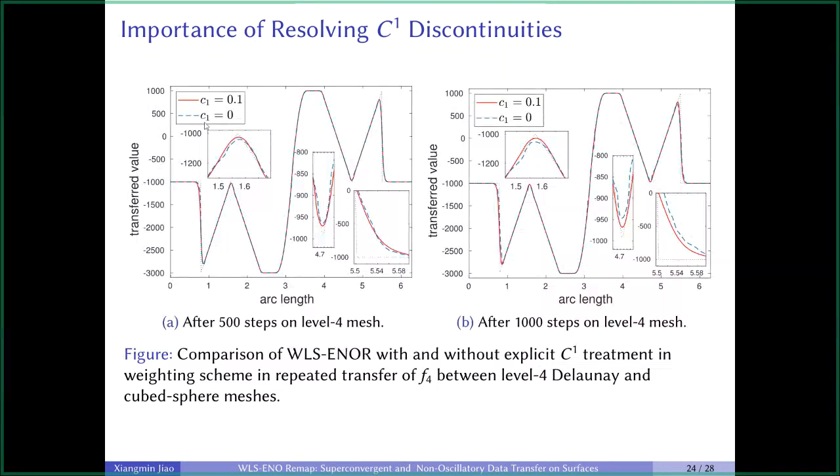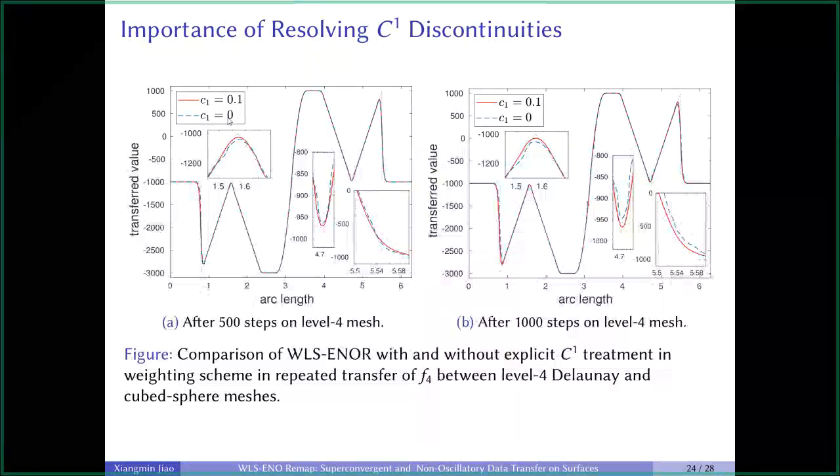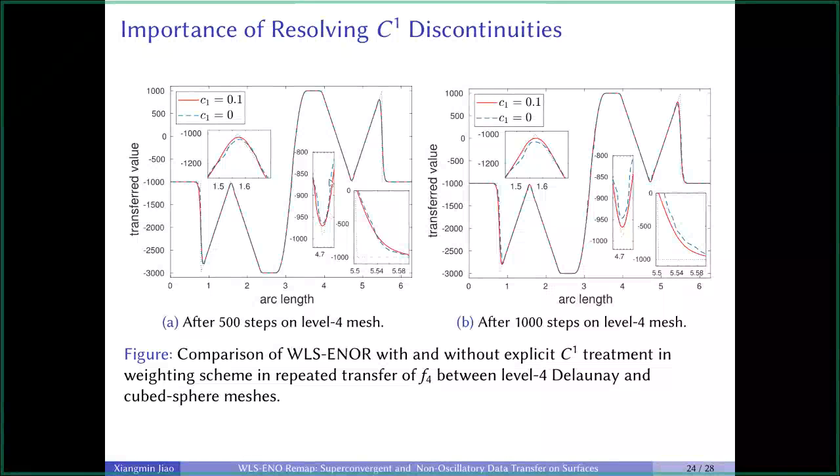Now, in that WS-ENO scheme, if we set C1 to be 0, then it only considers C0 discontinuity. And you can see that after 500 steps, there are some obvious artifacts with C1 equals 0. And after 1,000 steps, it becomes worse. And if we resolve C1 discontinuities using this coefficient C sub 1, then we don't have those artifacts, so the solution looks very uniform.